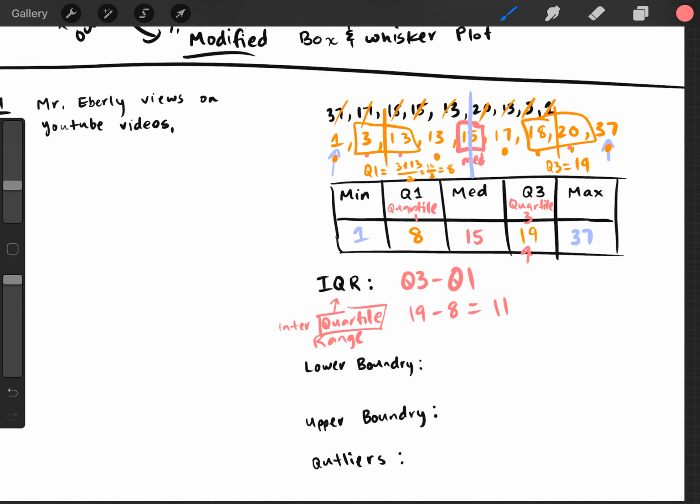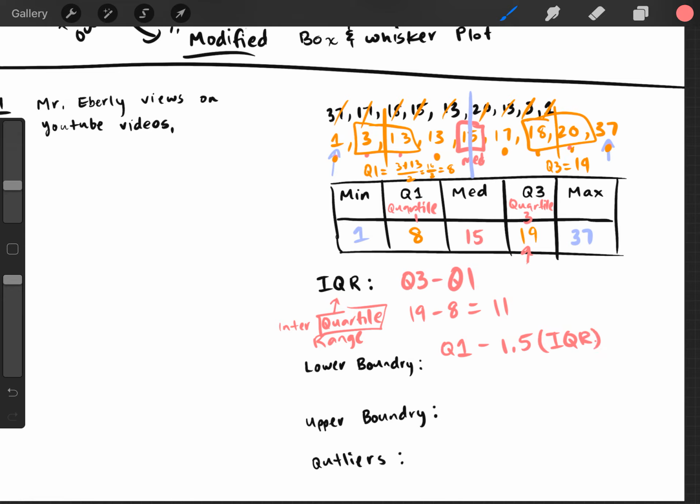19 minus 8 is 11, right? So that's our interquartile range. Okay, now that that is done, we need to find the lower boundary and the upper boundary, because these lower and upper boundaries are going to tell us where the outliers are.